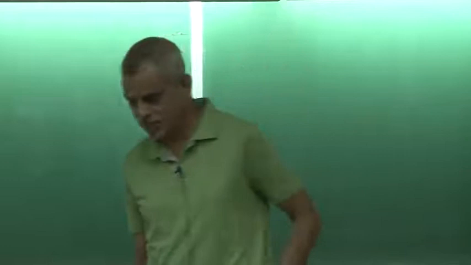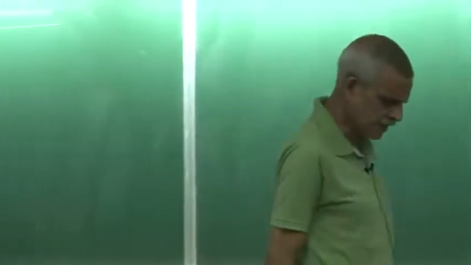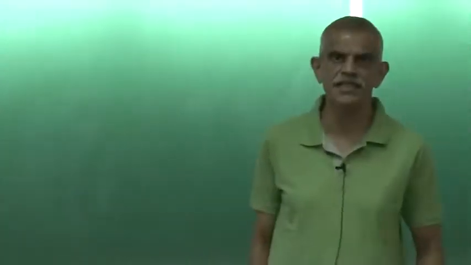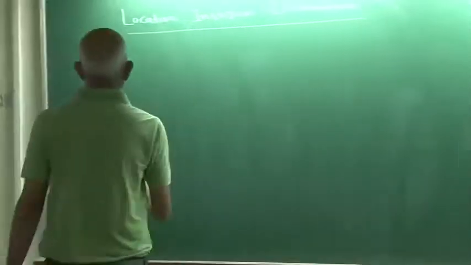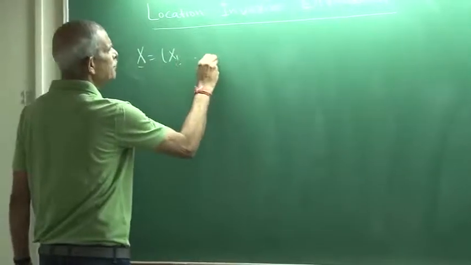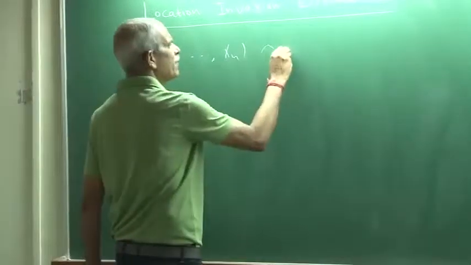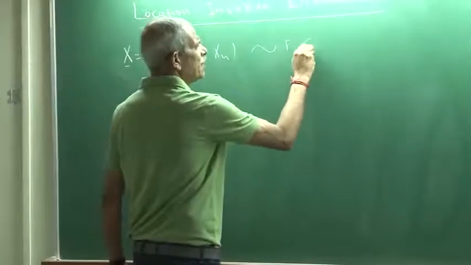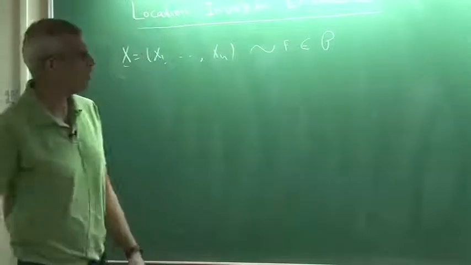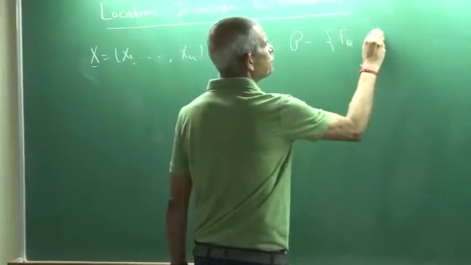So welcome back. Let us revisit what we were doing last time. Last time we started with location invariant estimation. Here the situation is as follows. I have data in terms of a random vector x1, x2, ..., xn. This has a distribution function F, which belongs to a parametric family of distributions F theta.